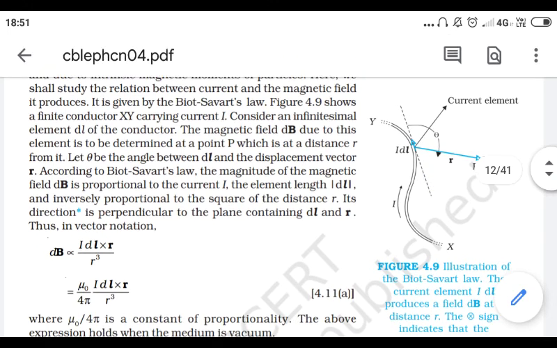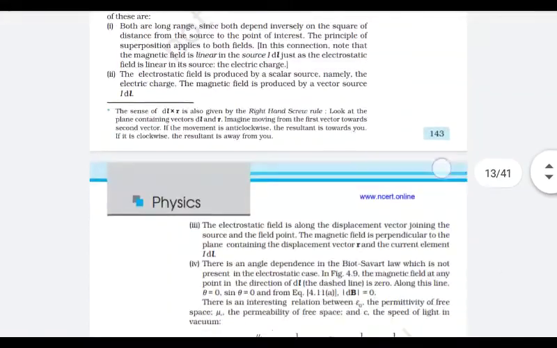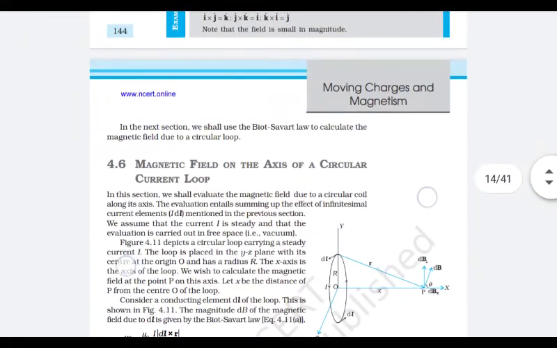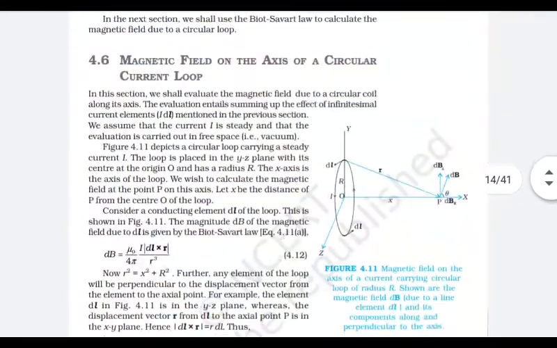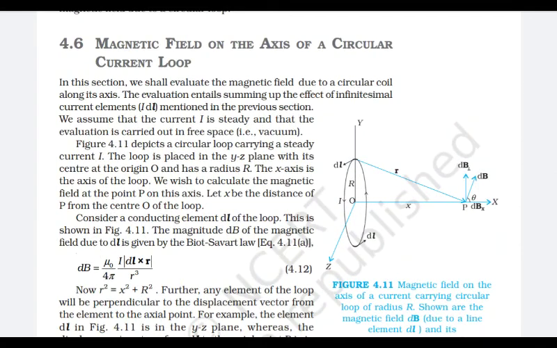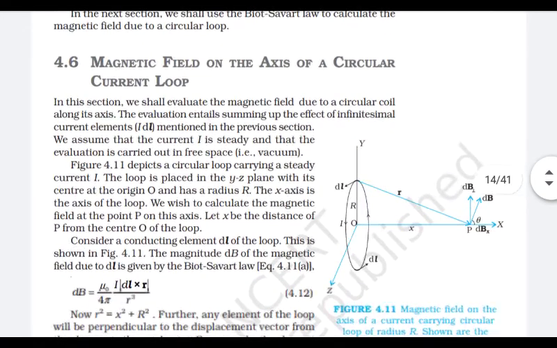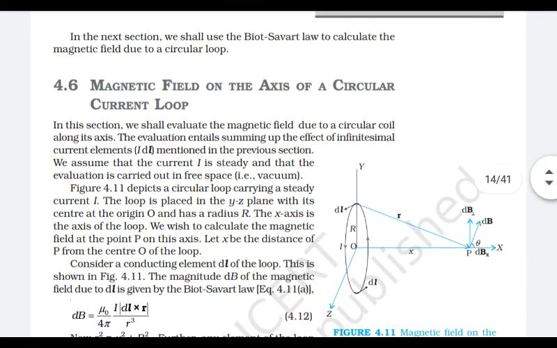Now our next aim is the magnetic field on the axis of a circular current loop. But before we go, just like the application of Coulomb's law, it is the application of the Biot-Savart law.